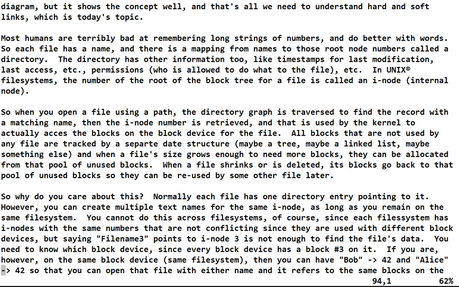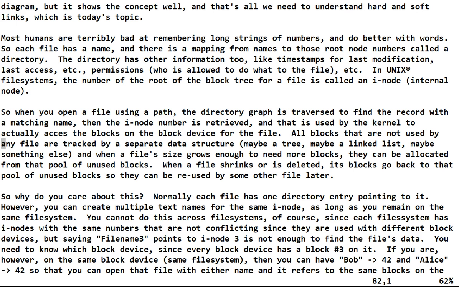When you open a file using a path, the directory graph is traversed to find the record with a matching name, and then it looks up the inode number, and it can traverse the B-tree with that inode number as the root block. And of course, each file has its own root block and its own tree that it has to maintain. And then all the blocks that are not used by any file, the free space, are tracked by a separate data structure. Some systems use a tree, some use a linked list. It doesn't matter how they do it. Somehow they know which blocks are free.